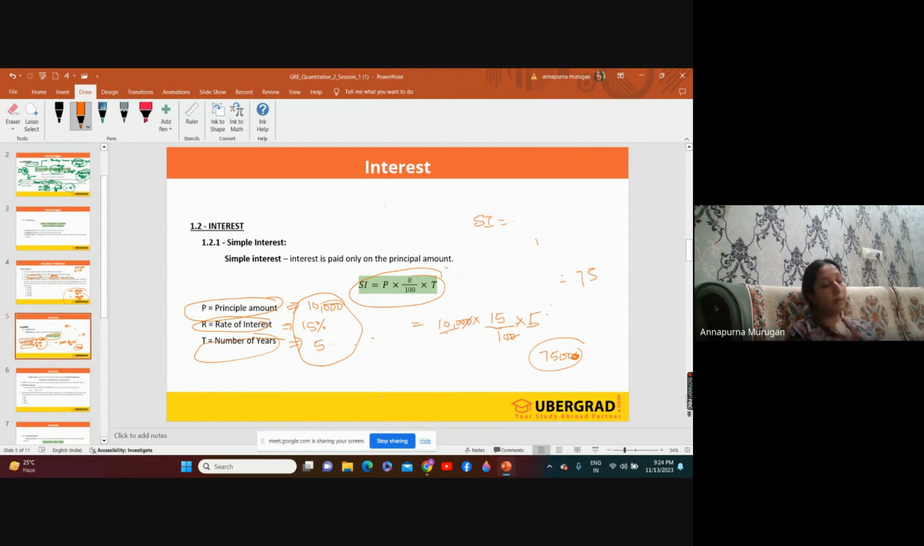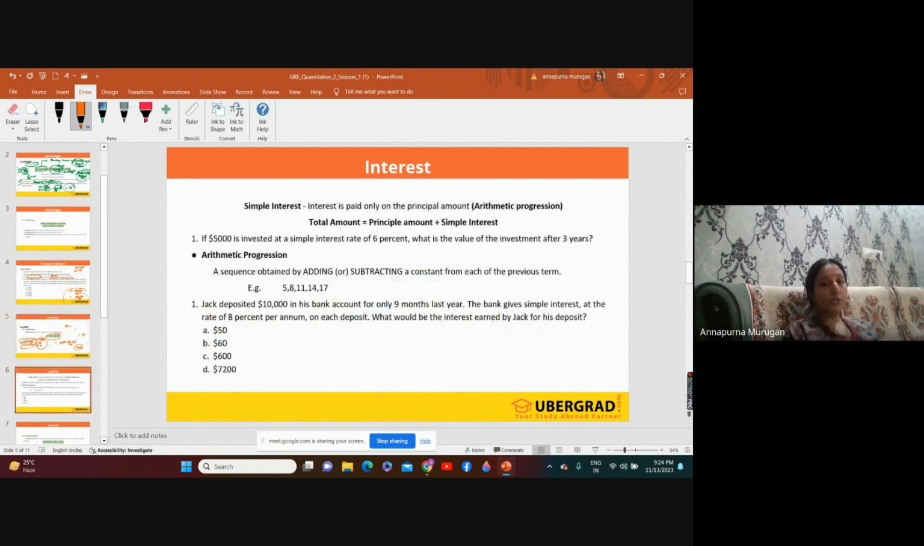I'll be paying extra for the 10,000 rupees. Getting it? So now, you people can see here, the simple interest is what? Basically, it is a simple arithmetic progression. Why can we say that it is a simple arithmetic progression?